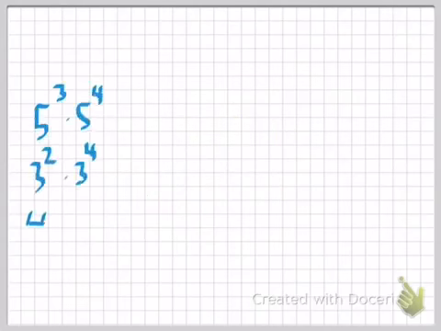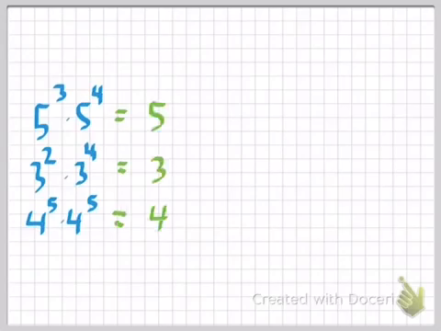So if we do some problems over here, if I have 5 to the 3rd times 5 to the 4th, first we keep the base on all of them. 3 plus 4 is 7, so 5 to the 7th. 2 plus 4 is 6, so 3 to the 6th, and 5 plus 5 is 10, so 4 to the 10th.